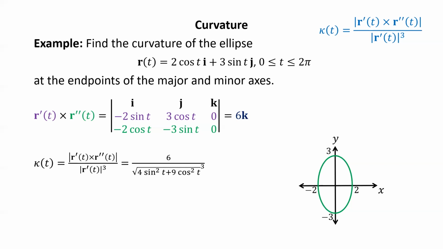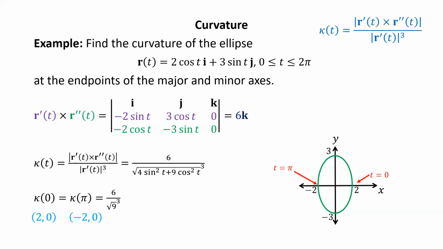Let's look at a graph of our ellipse. Notice that to sketch the graph of this ellipse, we move 2 units left and right along the minor axis to get those 2 vertices because of the 2 in front of the cosine t, and 3 units up and down from the origin to get the vertices on the major axis because of the 3 in front of the sine t. So the endpoints of the minor axis occur when t is equal to 0 and t is equal to pi. First we want to compute kappa of 0 and kappa of pi, corresponding to the points (2, 0) and (-2, 0).